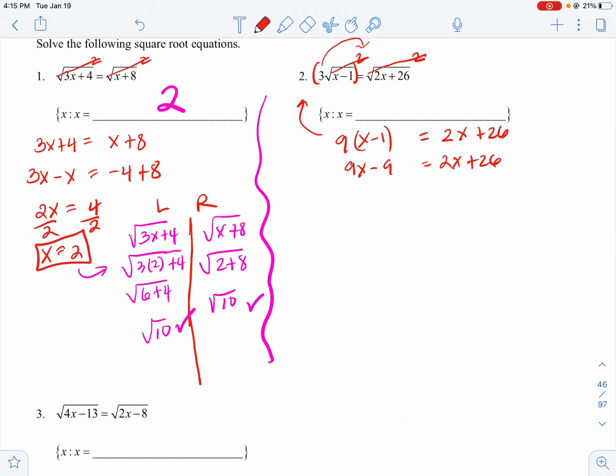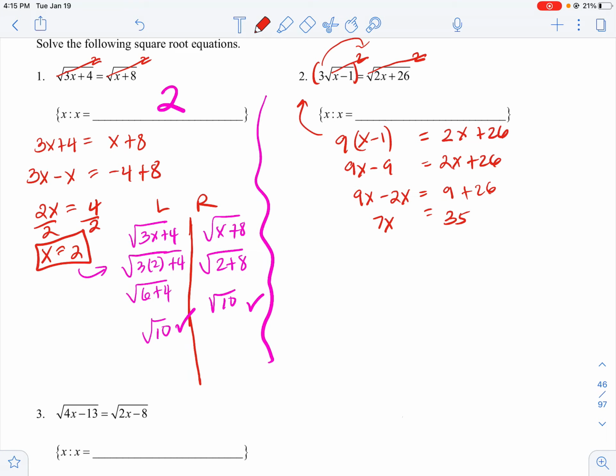And then let us combine like terms. Let's move the 2x to the other side, and then let's move the 9 to the right. Okay, so we have 7x because 9 minus 2 is 7. And then we have 9 plus 26 is 35.